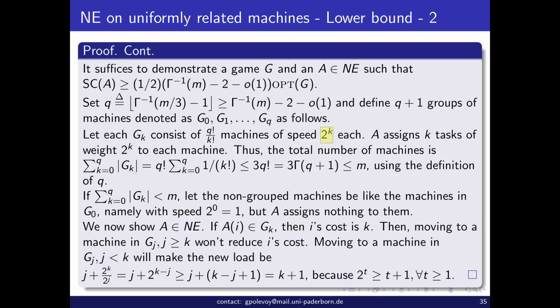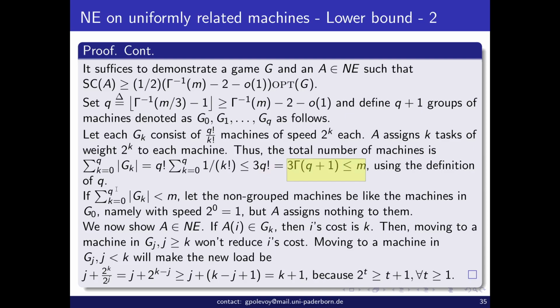Now the total number of machines, it's not too many machines, right? We need to have m machines. The total amount of machines is just, okay, the size of G_k is Q factorial divided by K factorial, so we can get Q factorial out of the summation. Now this sum from 0 to Q of 1 over K factorial can be shown by the definition of Q to be at most 3. That's just calculations. Now, the property of gamma, remember that gamma of Q plus 1 is exactly Q factorial, so we can just replace Q factorial by gamma of Q plus 1. And again, using the definition of Q, you can see that 3 times gamma of Q plus 1 is at most m.